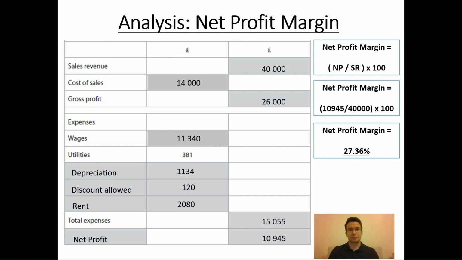We can compare it to previous years. Alternatively, we can compare it to other organisations to see if it's good or not. This is one of several ratios that are useful when we analyse financial statements, and I've got another video on ratio analysis which you may wish to watch. I'll leave the link in the description.